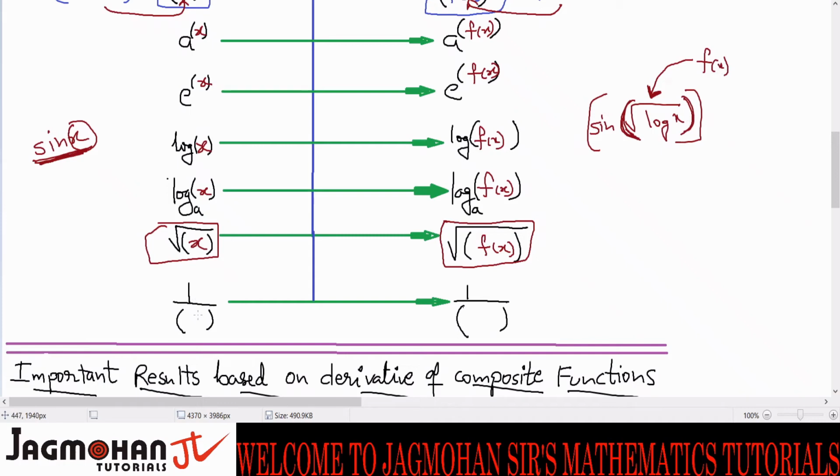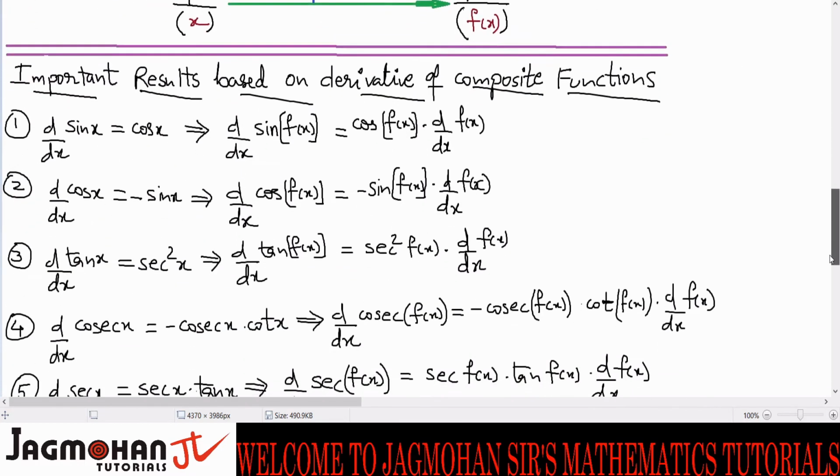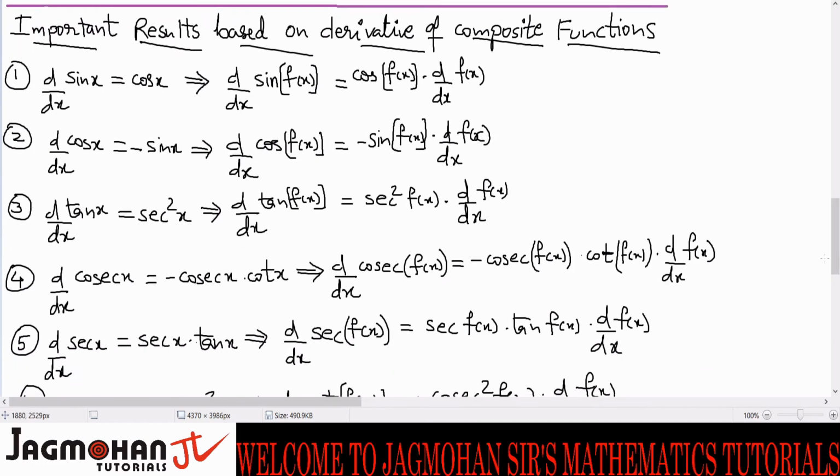Then next we will go to this, 1 upon x, the reciprocal function. And what is this? This is 1 upon f of x, the reciprocal function of x, but it is a composite function of x. Okay, now we will move to the next step, students.